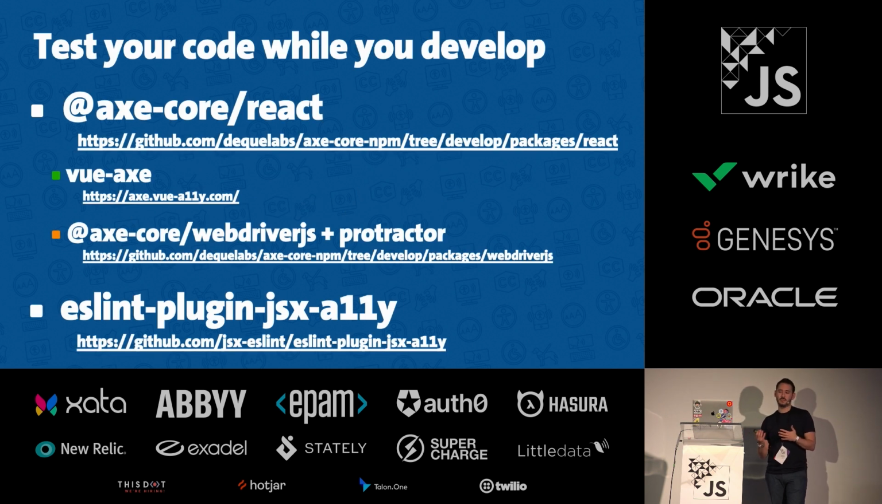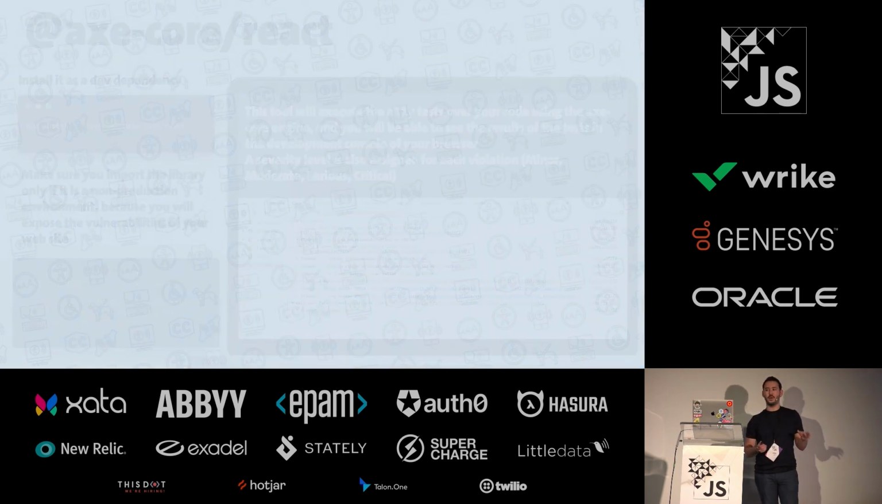We can use tools that show us the issues in the browser, or we can test directly in the code editor. So the first tool that I want to show you is Axe. Axe is an accessibility engine built by Deque, and they provide a React library. Someone did a Vue library, and for those who develop in Angular, you can use Protractor directly with the WebDriver.js that Axe provides. So let's see how it works.